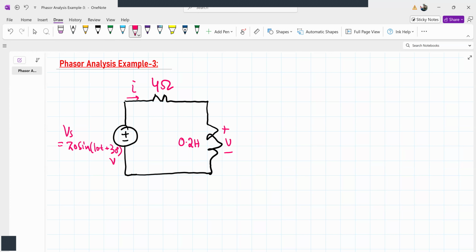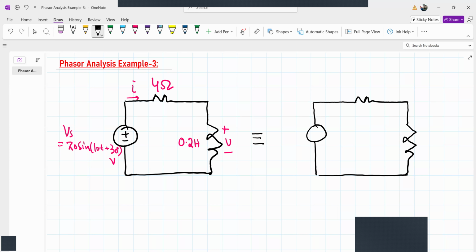This is a series circuit, so the same current will flow through all the branches. So let's find these voltage and currents. Now what we'll do is convert this circuit into the phasor domain first. So what will be the equivalent of this in the phasor domain? In the phasor domain, we replace the voltage source by its equivalent voltage phasor, the resistor by its equivalent phasor, and the inductor by its equivalent phasor representation.